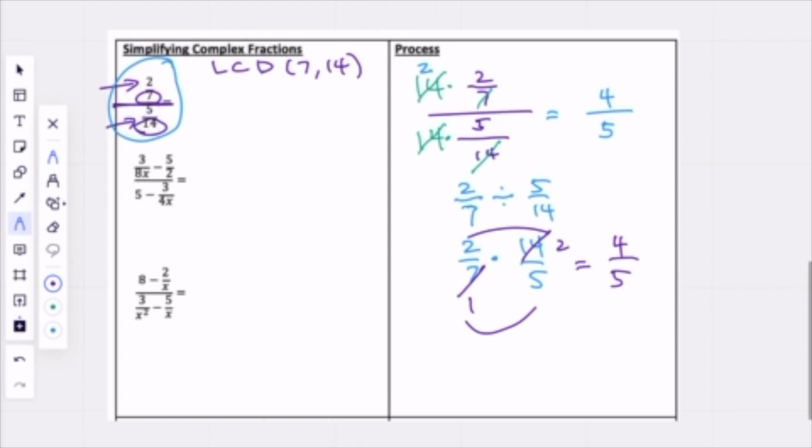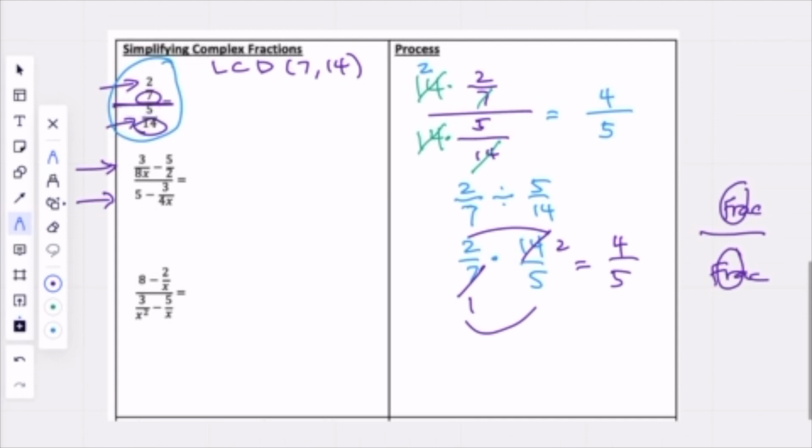However, this only works when you have a single fraction in the numerator divided by a single fraction in the denominator. When you've got multiple things going on like we do here and here, we can't actually use that process.